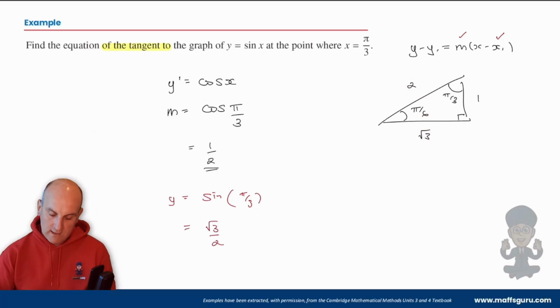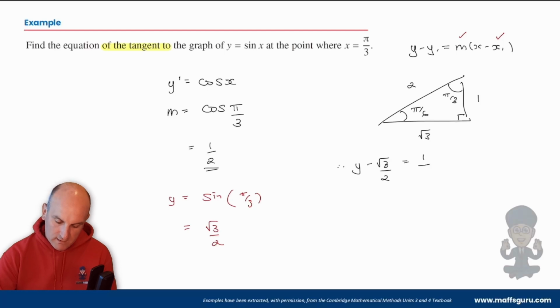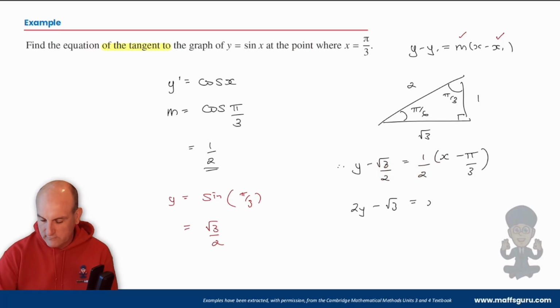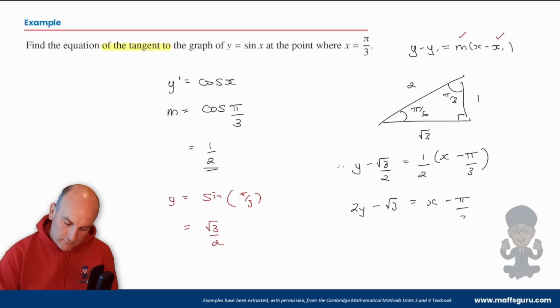And there we go. So now we've got them. Therefore, he says we've got y minus root 3 on 2 equals my gradient, which is a half, of x minus x1, which is pi on 3. Now, in that situation, I can multiply everything through by 2 to get rid of these halves here. So that's going to give me 2y minus root 3 is equal to x minus pi on 3.